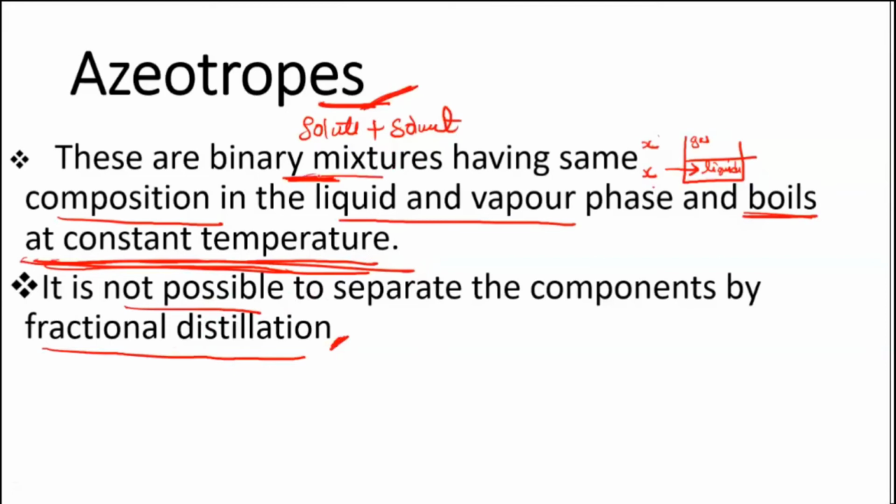So you can remember this point: azeotropes are binary mixtures where the composition in the liquid phase and in the gaseous phase will be the same. If the mole fraction, or even percentage, of the component in the vapor phase becomes equal to the mole fraction of the component in the liquid phase, then they will boil together at a particular temperature, and it becomes very difficult to separate by fractional distillation. I will tell you what fractional distillation is, then get back to this definition, and it will be more clear.